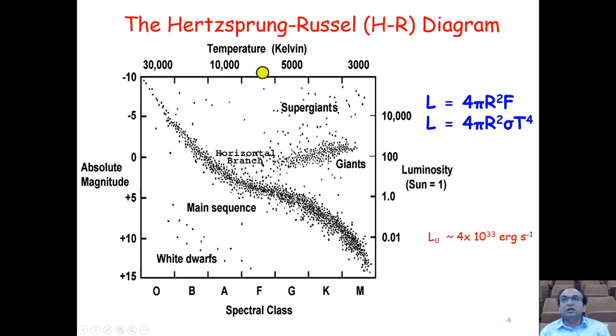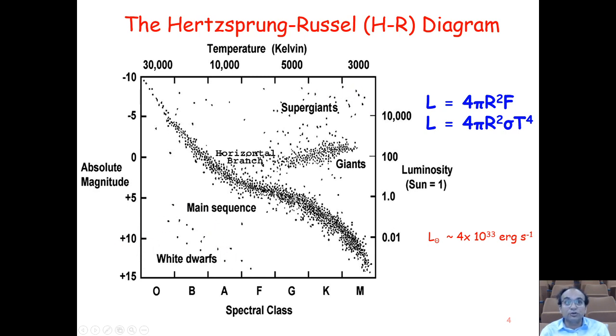In 1905, the astronomers Hertzsprung and Russell independently made this diagram and saw that most of the stars are located along this line that we call the main sequence. Why are most of the stars located here, and few stars located here, and here, and some of them here?